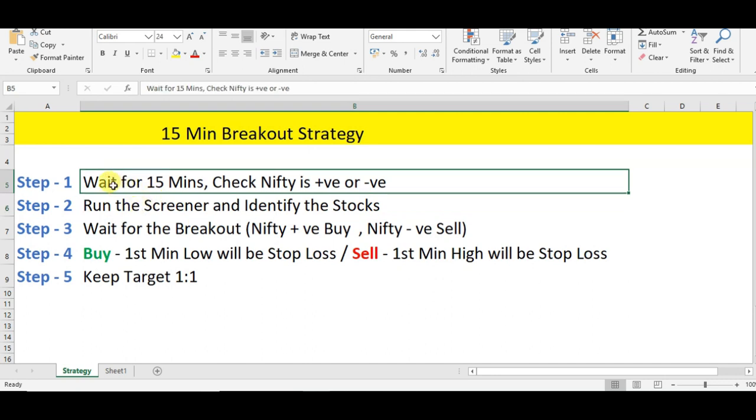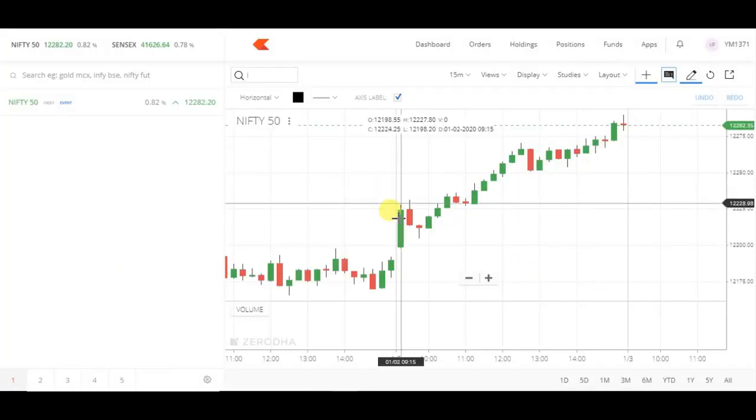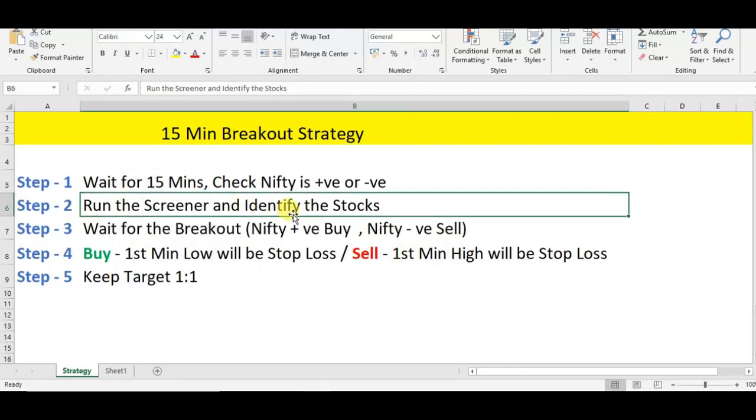Step 1, wait for the 15 minutes and check whether Nifty is on a positive side or a negative side. So we will wait for the first 15-minute candle and see if Nifty is on the positive side, then we'll take only buy calls, and if Nifty is on the negative side, then we'll take only sell calls. Step 2, run the screener and identify the stocks.